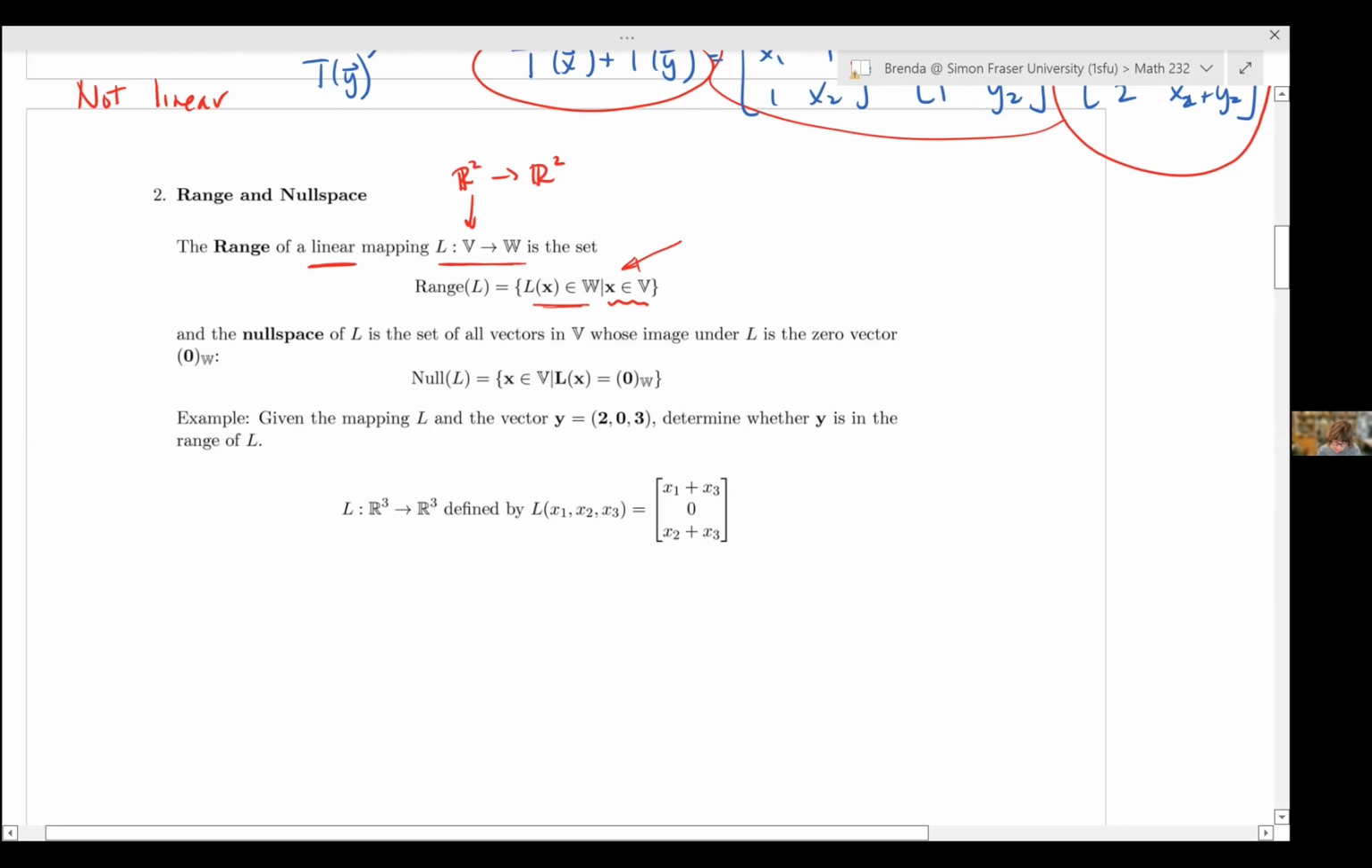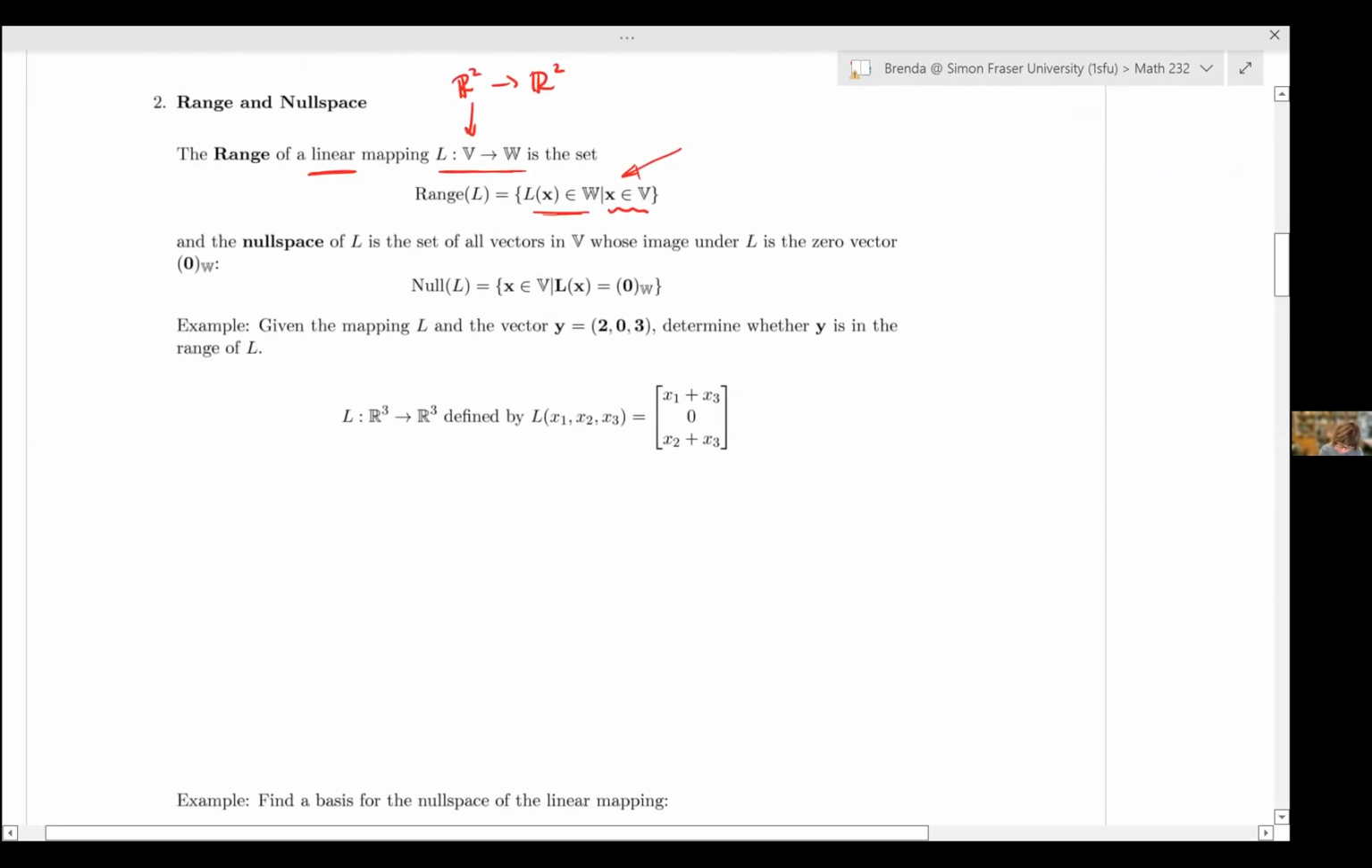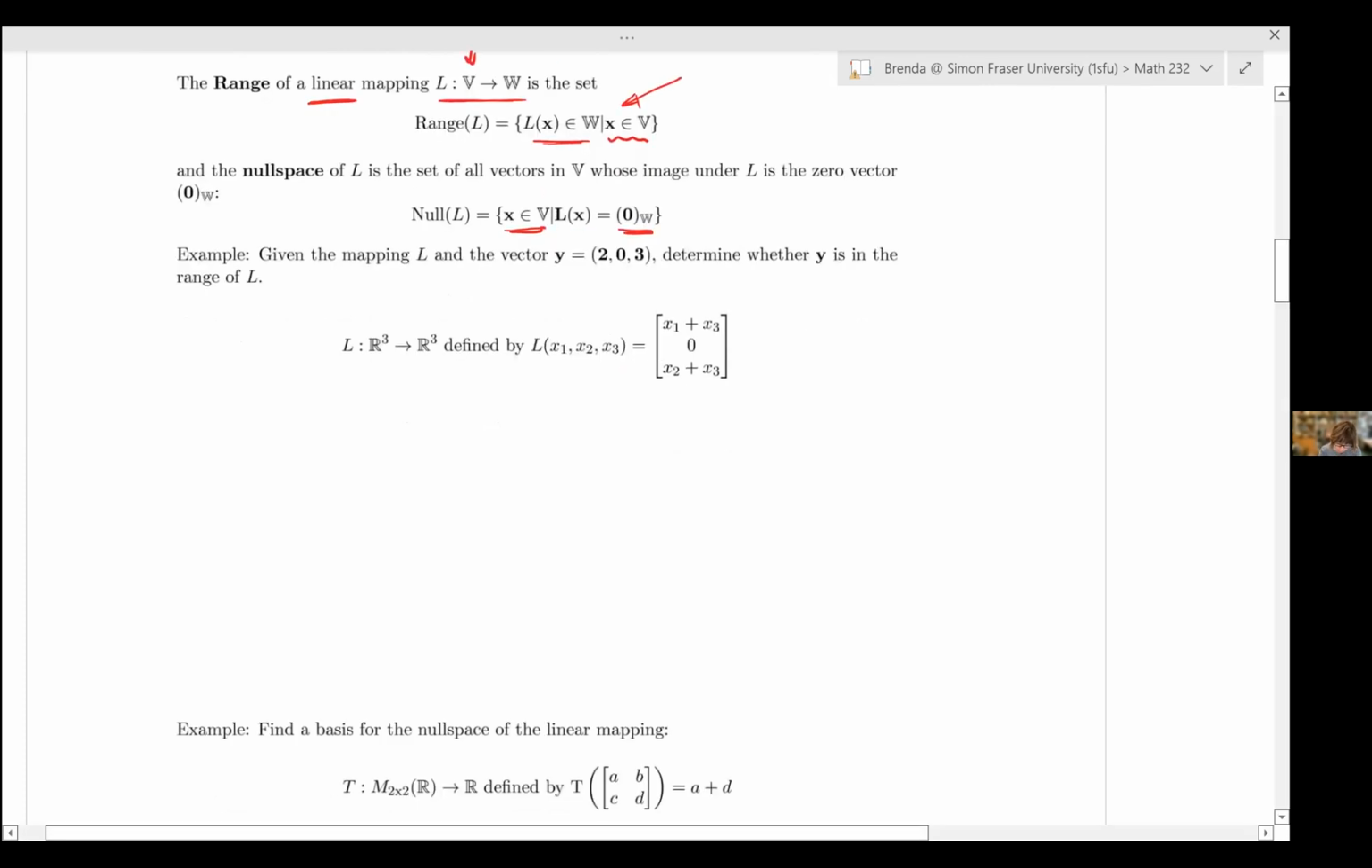Okay, the null space is exactly the same. It's all of the vectors in the domain which result in the zero vector of the codomain. Okay, so here we have a mapping, and we're going to ask this question first, and we're going to do some null space and range calculations as well. But let's ask this question here first.